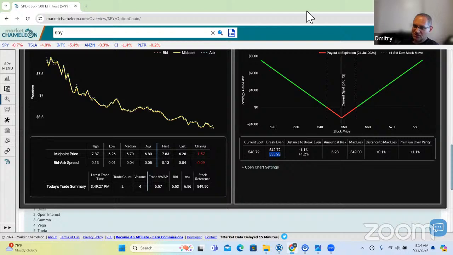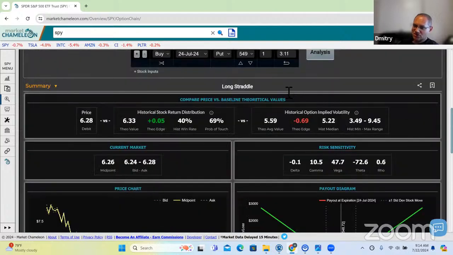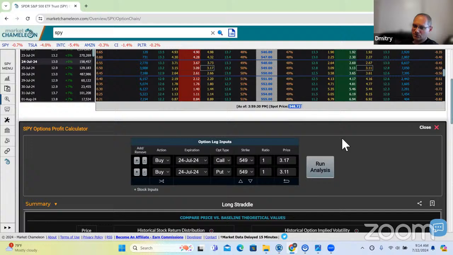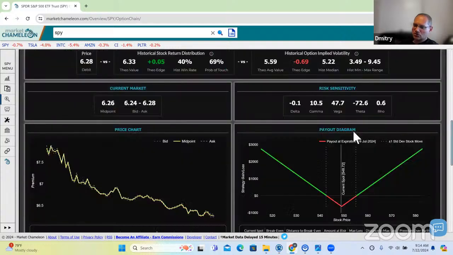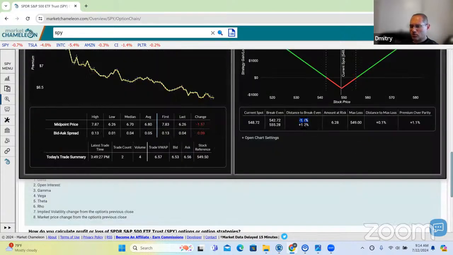Keep in mind that this is when we took the snapshot, the stock was already below 548.72. So down 1.1% to break even, or up 1.2% to break even. So if it goes down more than that, it becomes profitable. See on the green side, if it goes up more than this 1.2%, then it becomes profitable at expiration.